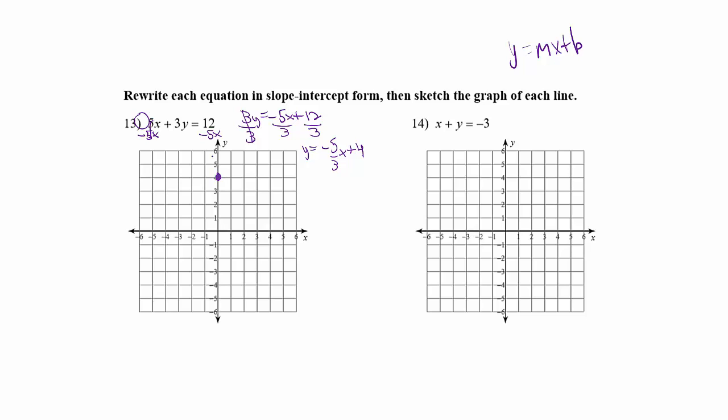Our slope is -5/3. So we can either think of that as going down and to the right, down 5, right 3, or up and to the left. We don't have room to go up and to the left, so I'd rather go down and to the right. So down 5, right 4.